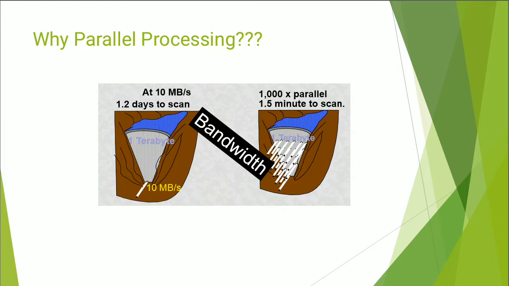As we can see in this example, the first depicts non-parallelism, in which one task is displayed at a time, and in the other, all the tasks are displayed at the same time. As we can see, the time required to complete the whole task in the first picture is 1.2 days, and in the second, it is 1.5 minutes. That is, by using parallelism, we can reduce the execution time, and thus we can do a lot of work in small time.